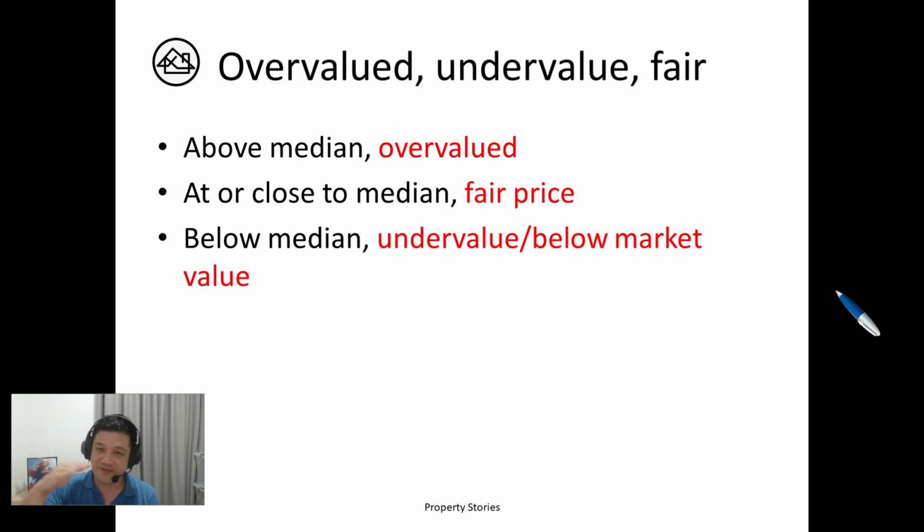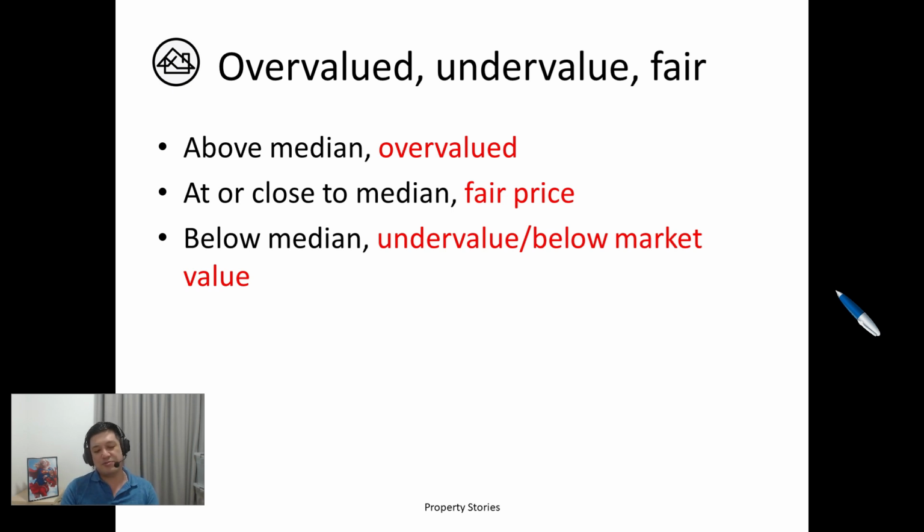Overvalue, undervalue, fair value, 3 values. What this means? Above median, overvalued. Close to or at median, fair price. This is called market price, okay? Below median is undervalued, or what you all like to hear, below market value. Your buyers will love to hear this word, below market value. When you sell to them below market value, then your buyers will love to hear this.